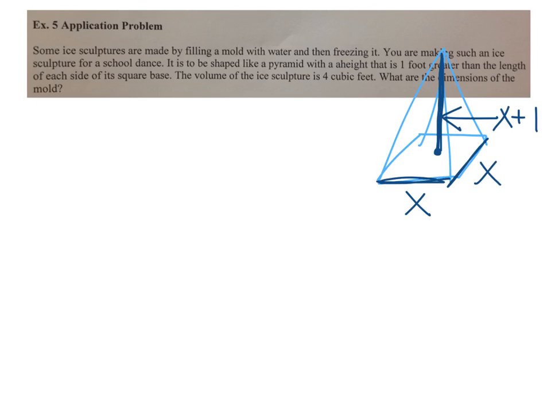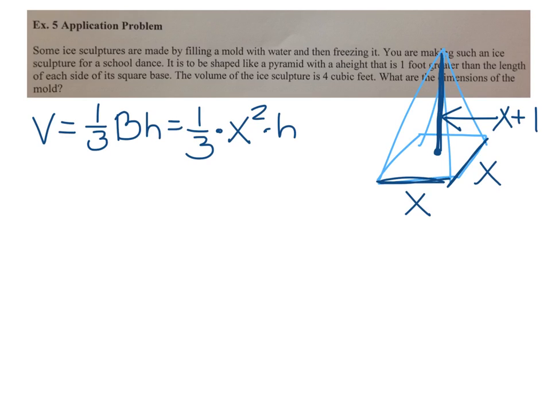All right, you have to know how to find the volume of a pyramid, so let's do that. Volume of a pyramid is 1/3 big B, which is the area of the base, times the height. So that's going to be 1/3 times, in this case, x squared times the height, right? So we know the volume is 4. We're going to plug in all of our values that we've got. And we don't know x, and we know the height is x plus 1. So I now have my polynomial set up.